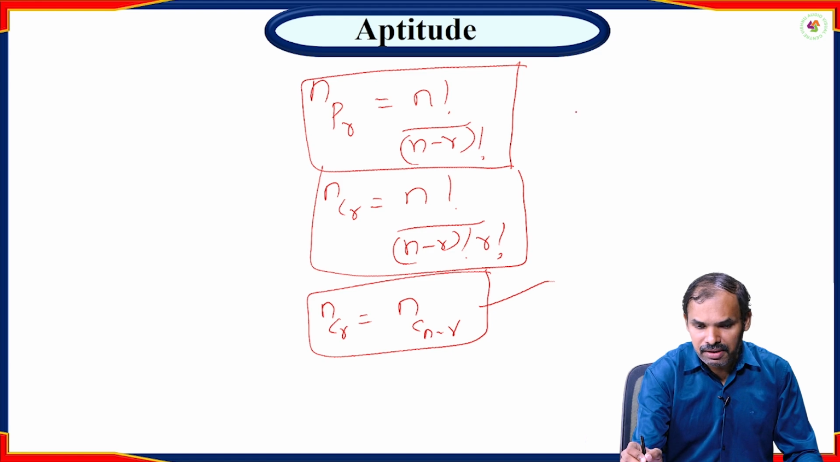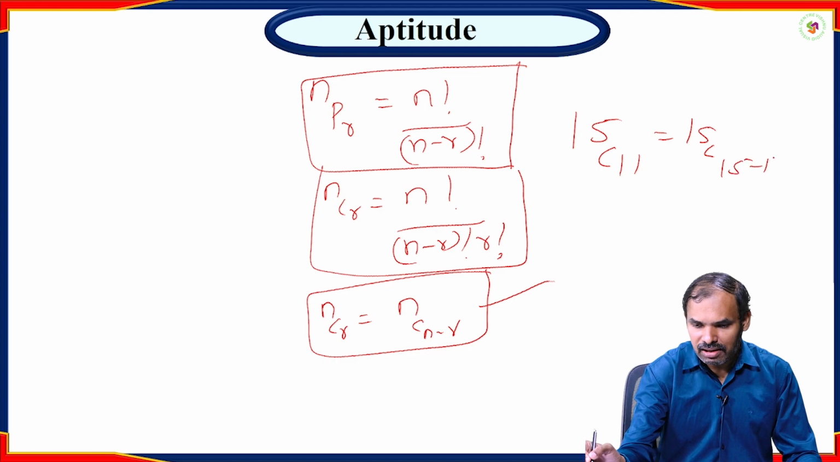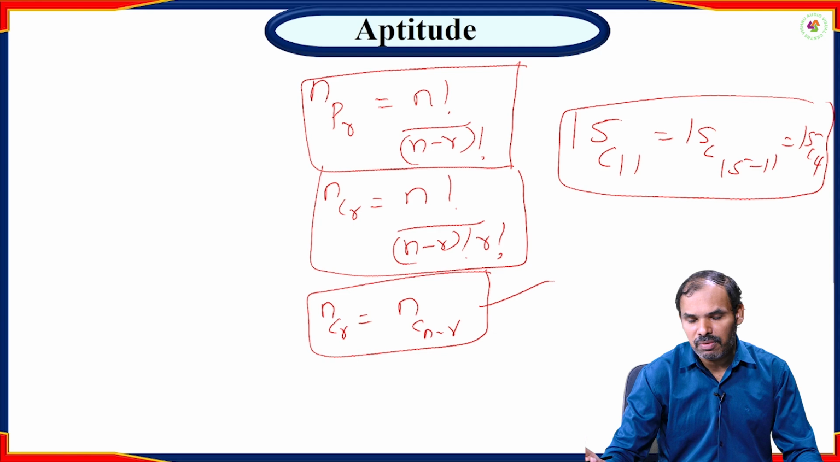That means 15C11 can be written as 15C(15 minus 11), that is 15C4. This is important. So 15C11 can be written as 15C4.